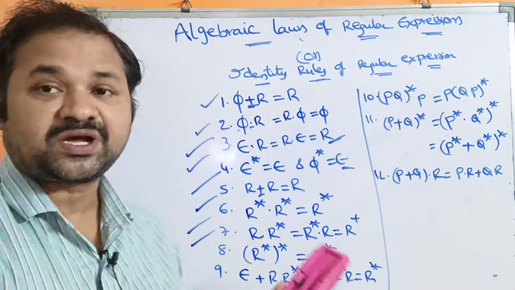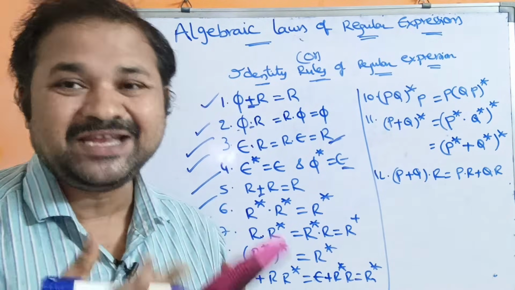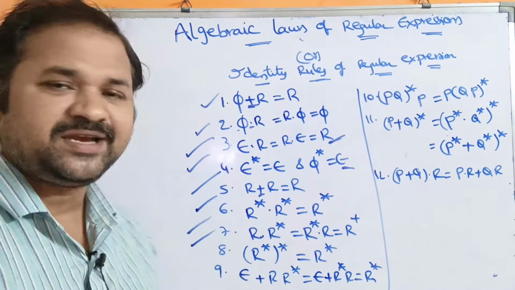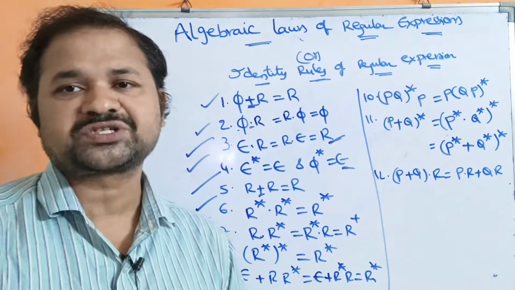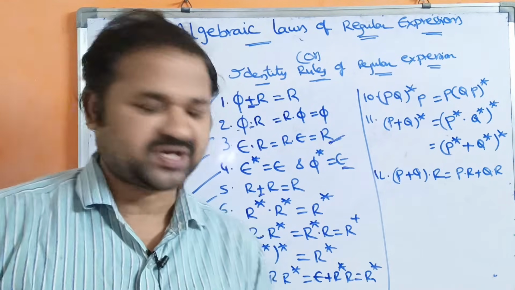R star whole star is equal to r star. Star means Kleene closure. Again, if you perform the Kleene closure, then we will get r star as the result. R star whole star is equal to r star.